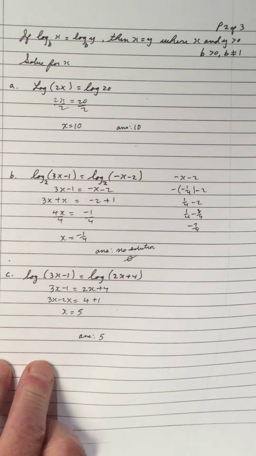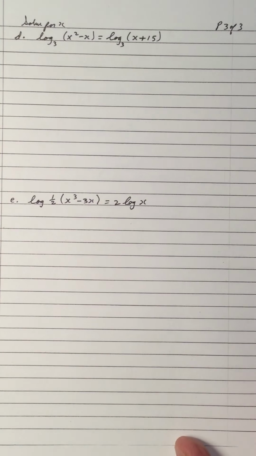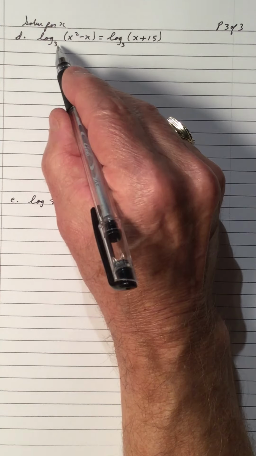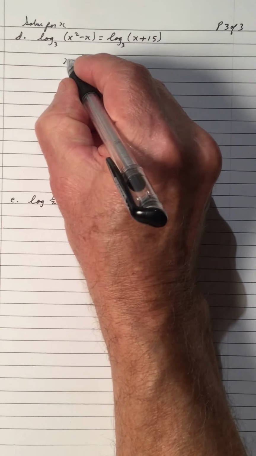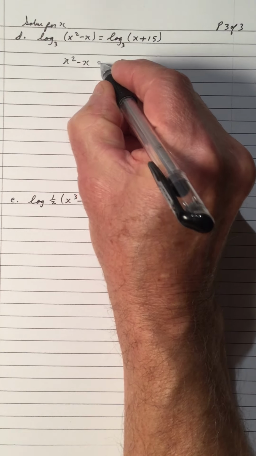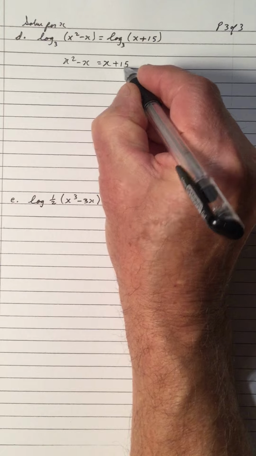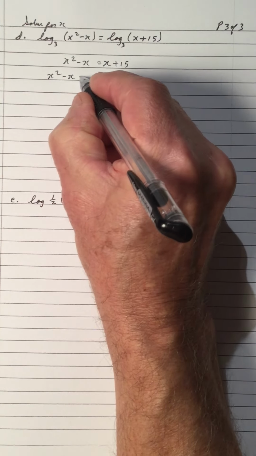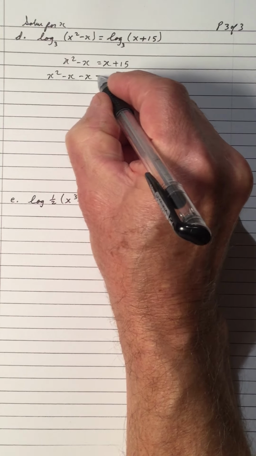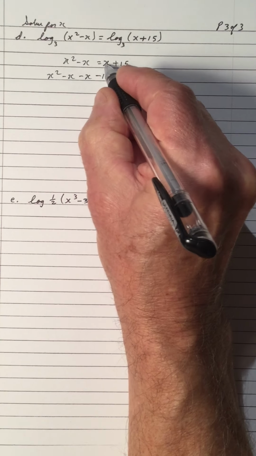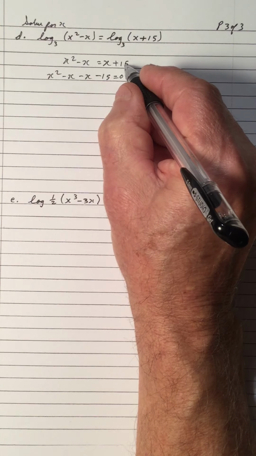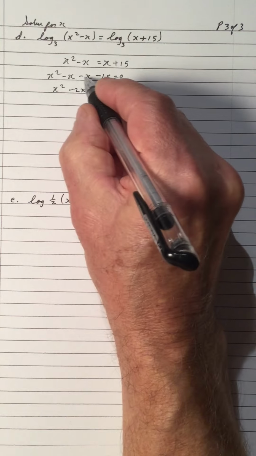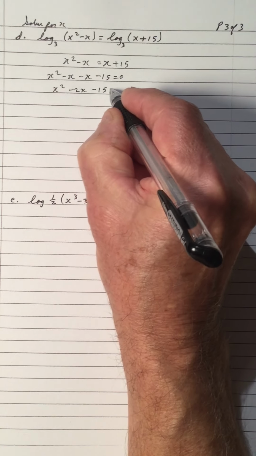Let's continue with some more equations. Just doing more examples. Solve for x. Again, we have the log on each side. Both bases are 3's. So that means that x squared minus x is equal to x plus 15. It's a quadratic, so we move all terms to the left side.